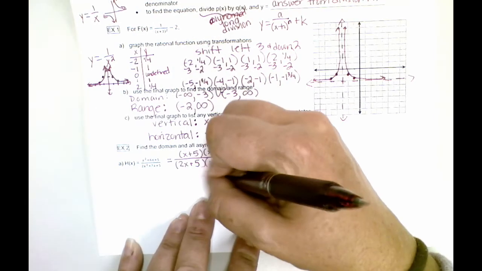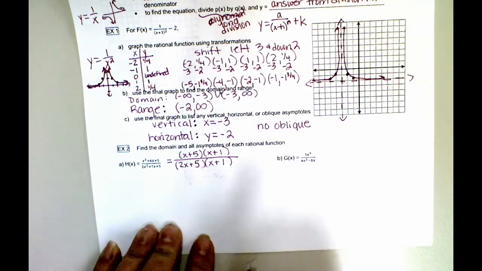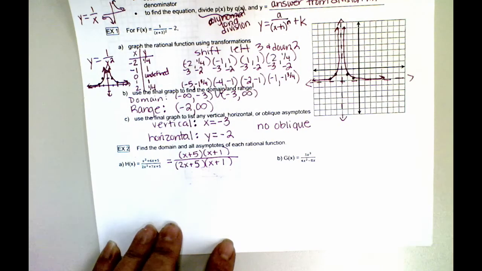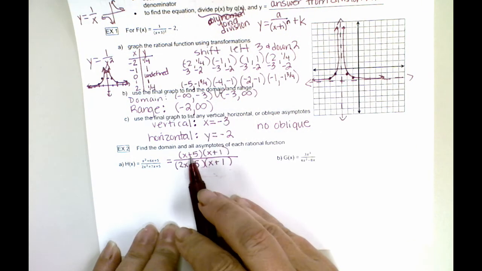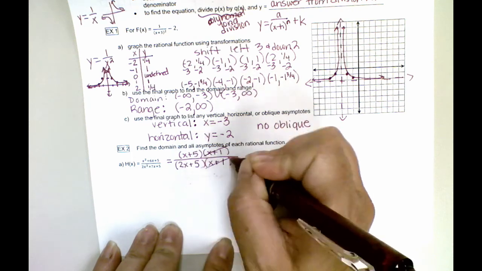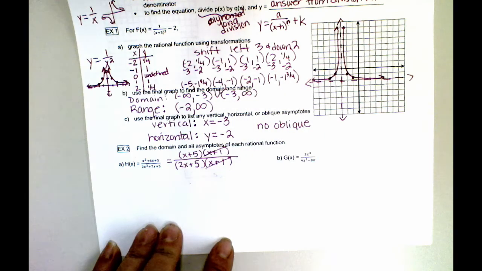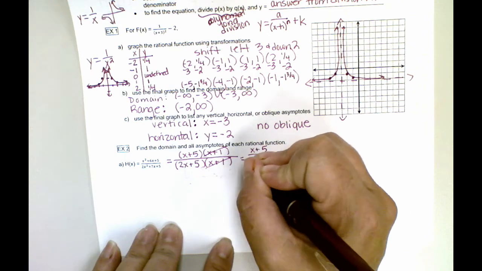You have to make sure it actually factors into that. So when we factor, common factors that are separated by multiplication can be reduced. So that means something where the whole thing is multiplied. So this whole x plus 1 is multiplied by the x plus 5. So these two can cancel with each other. That would give us x plus 5 over 2x plus 5.